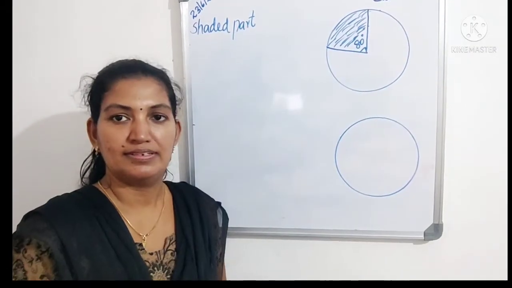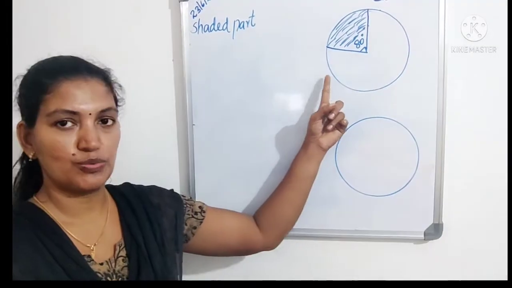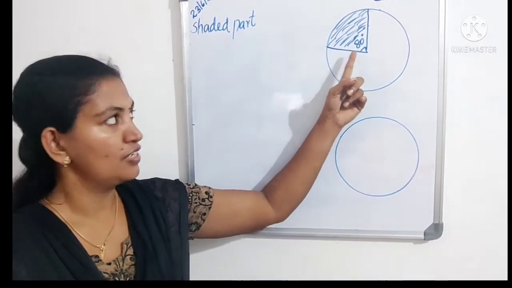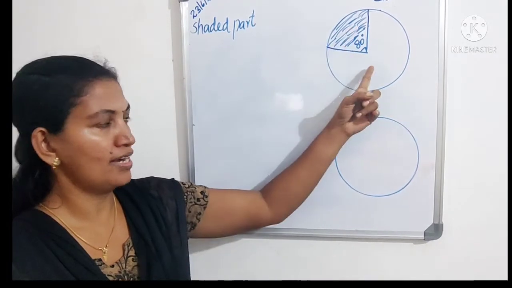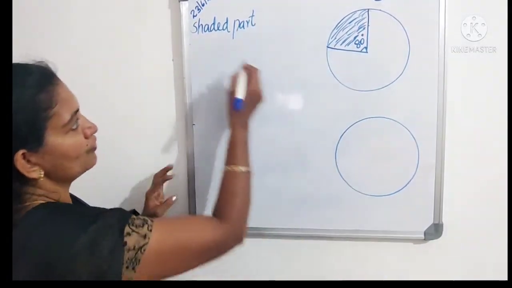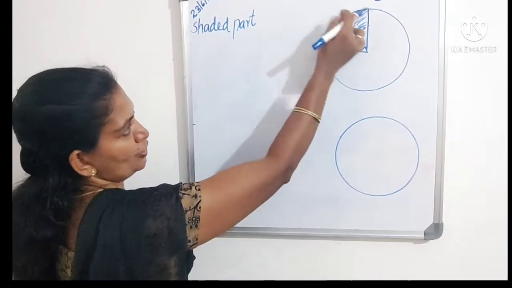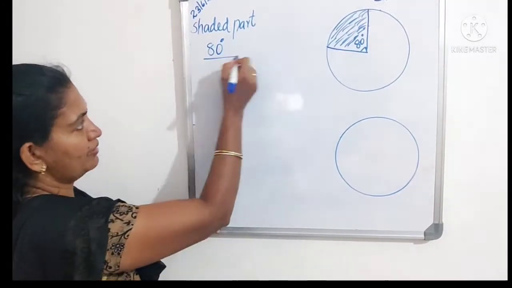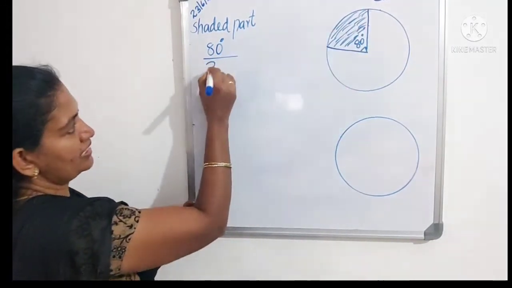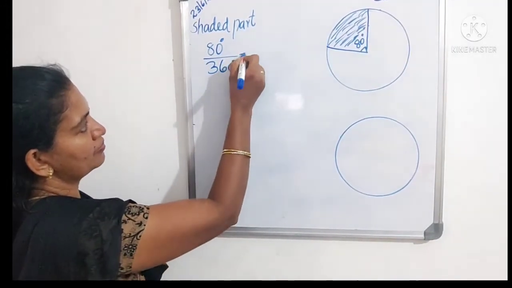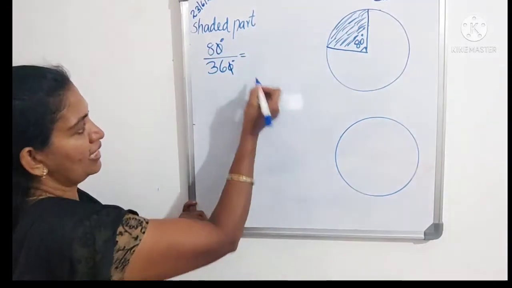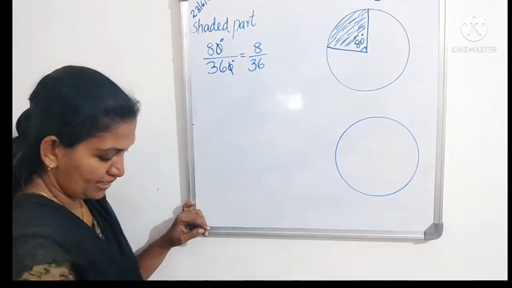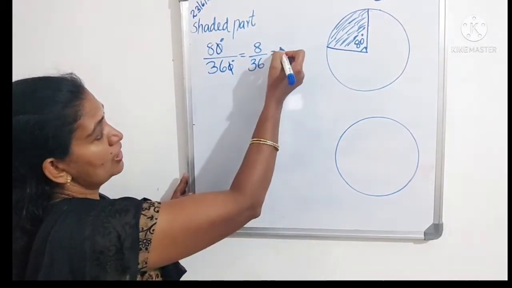Okay. Next we have to find the fraction of this given figure. It is given that one angle is 80 degree. We have to find the fraction of shaded part and unshaded part. So first we have to find the fraction of shaded part. Shaded part angle is 80 degree divided by total degree measure 360 degree. Okay. Then 0, 0 cancel. Then 8 by 36. Again we can write in the least form.